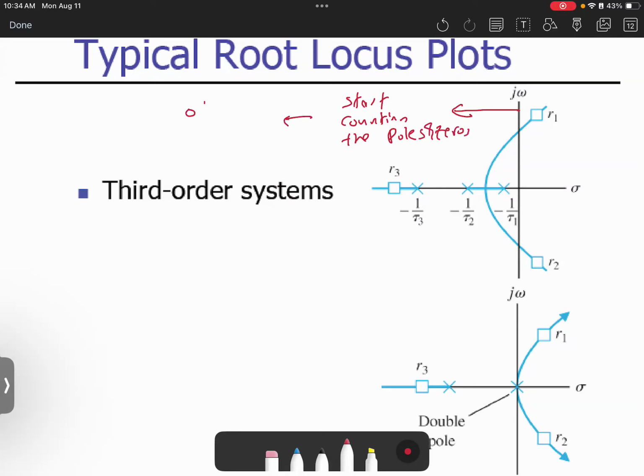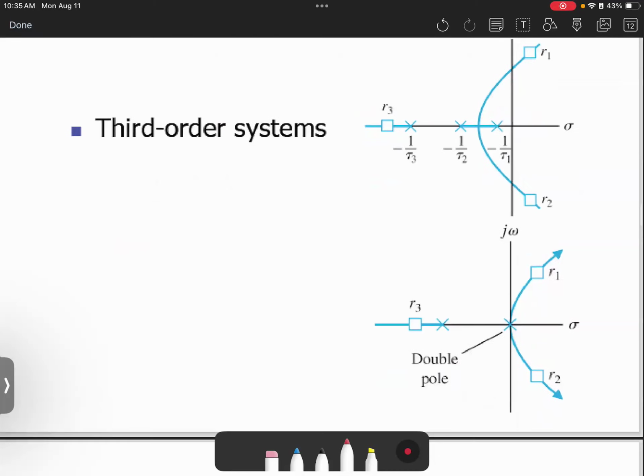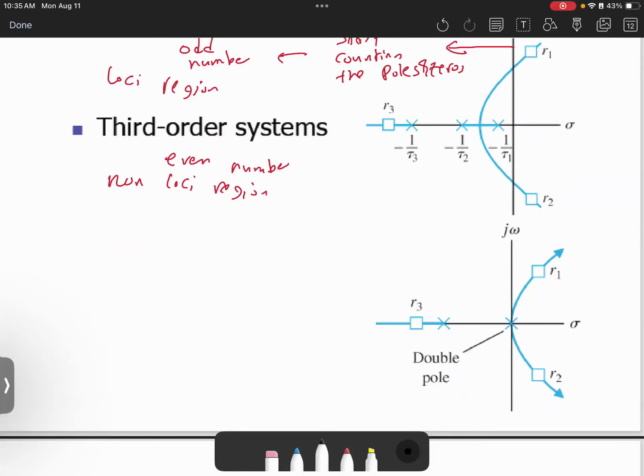If we get an odd number, then we call it a locus region. If it is an even number, then it is a non-locus region. As an example, in a first order system, there is one pole, then start counting from here toward here, it is odd. Then what's happening after it? All of it is a locus region.